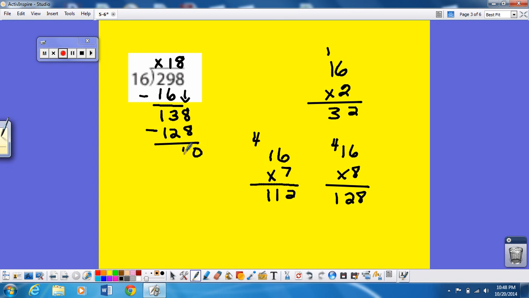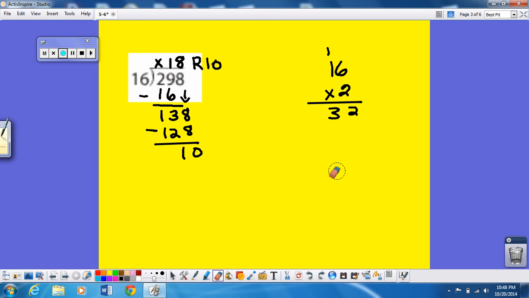Let's subtract. And I know I'm right because there's nothing left to bring down, and my remainder, which is 10, is less than my divisor. So 18, remainder 10. Now let's check this. I'm going to erase these. So we've gotten our answer now.